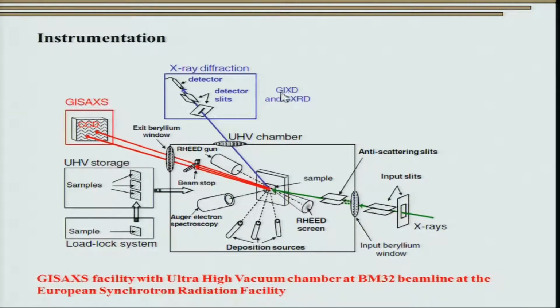And you see over here we have the normal grazing incidence X-ray diffraction detector, which is at a slightly higher angle. But you see the incidence for your grazing incidence small angle X-ray scattering is pretty small. This can be figured out as you see they are not in the same line, but they make a very small angle with the sample, right.